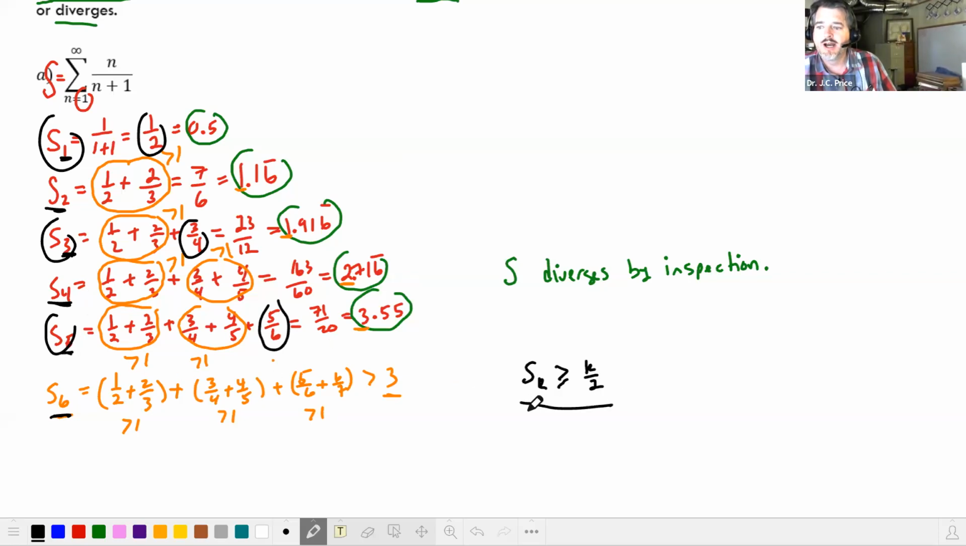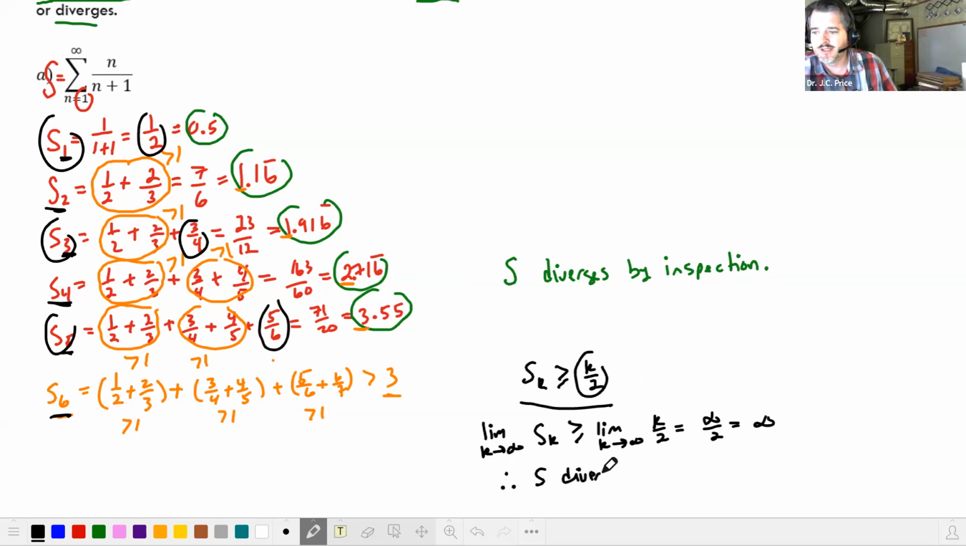So because of this, I can say the limit as k goes to infinity of S sub k is going to be bigger than or equal to the limit as k goes to infinity of what? Well, k over 2. And then we know what happens when you plug in infinity here. You get infinity over 2, which equals infinity. Therefore, I can say S diverges. Now, this is an argument that uses the definition. So S diverges by definition. And that's a pretty strong argument you can give.